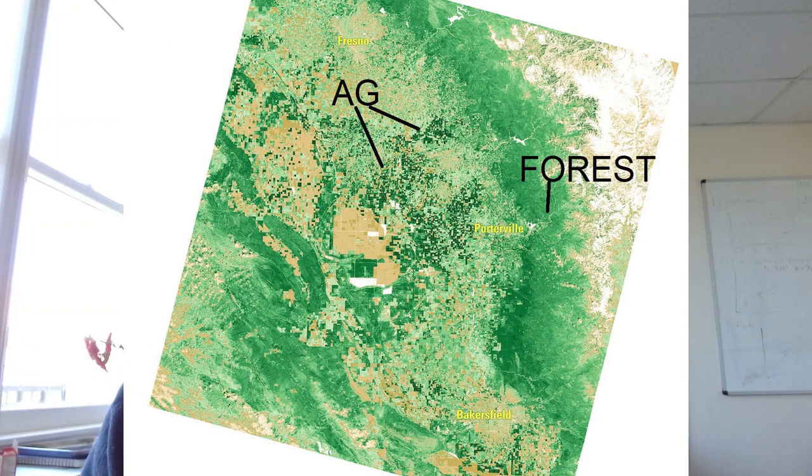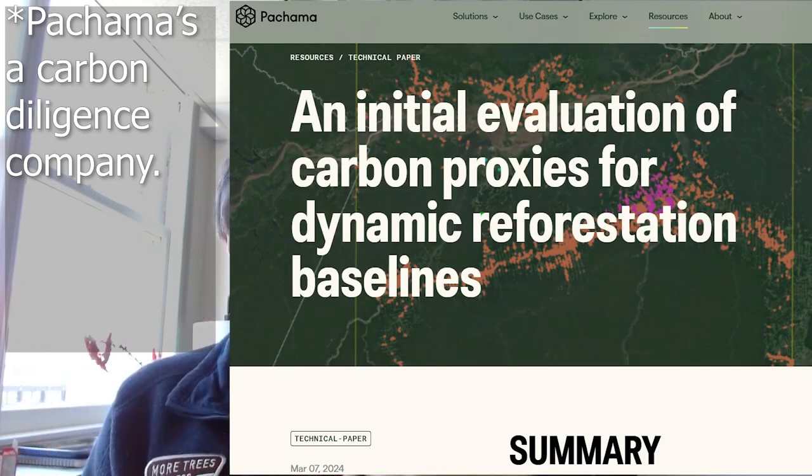However, if you use a stocking index that's not well correlated, like for example, a spectral index that just measures greenness, then you could end up in a situation where your baseline confuses forest for agriculture, or your baseline doesn't really quantify how much carbon is accumulating or being lost inside your control group. Pachama has actually done some excellent work describing the influence of stocking index on dynamic baselines.